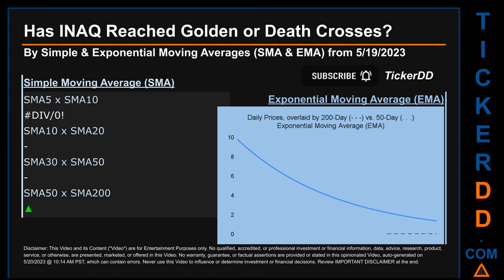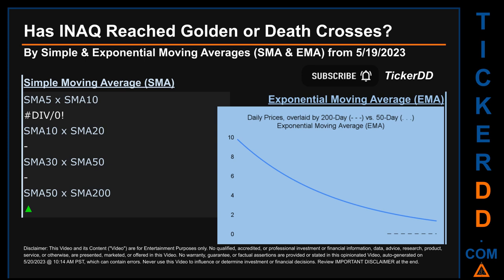Has INAQ price reached golden or death crosses? Golden cross and death cross are basic signals that compare average prices across two specified trade day ranges, a short-term versus a long-term range. For example, 5-day versus 10 trade days. Essentially, a golden cross is a bullish signal. It appears when a ticker's short-term moving average crosses above its long-term average. Vice versa, a death cross is a bearish signal when the short-term crosses below its long-term moving average.